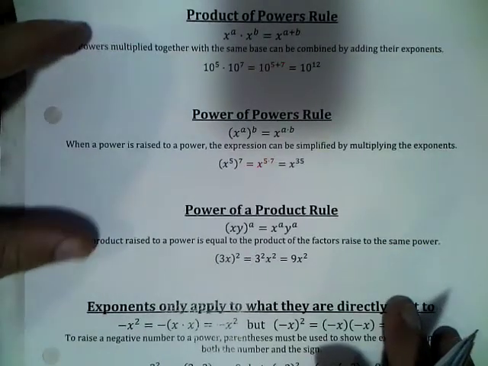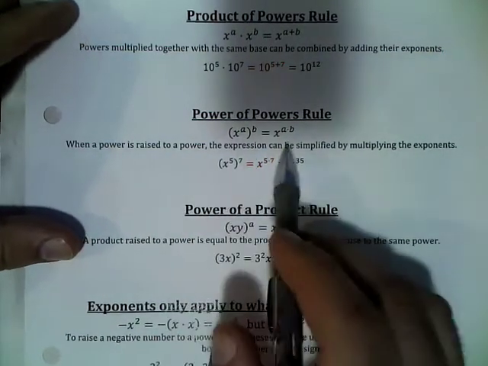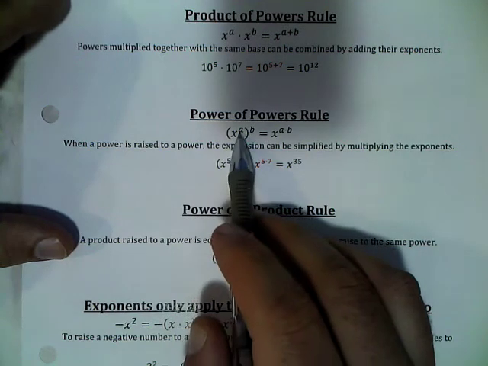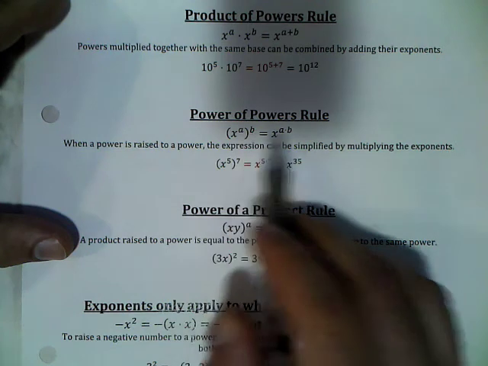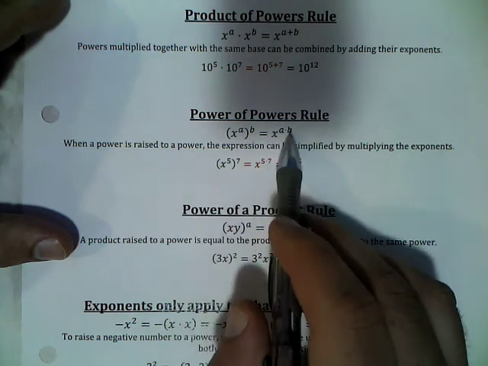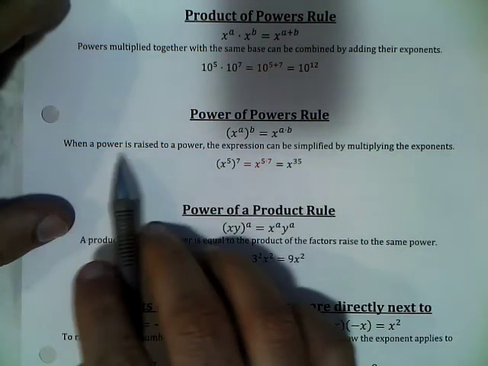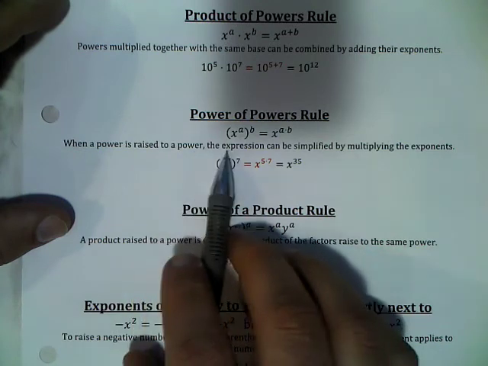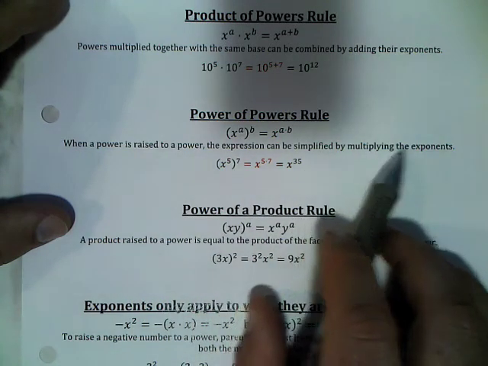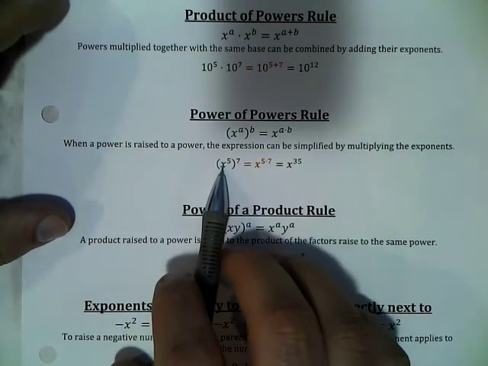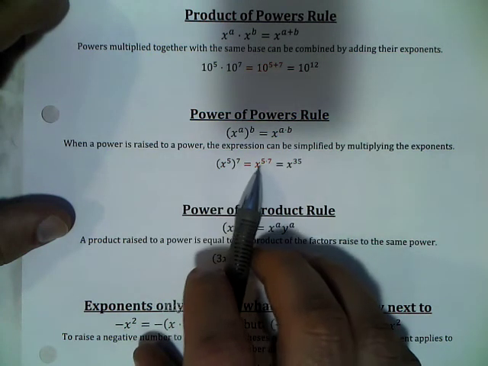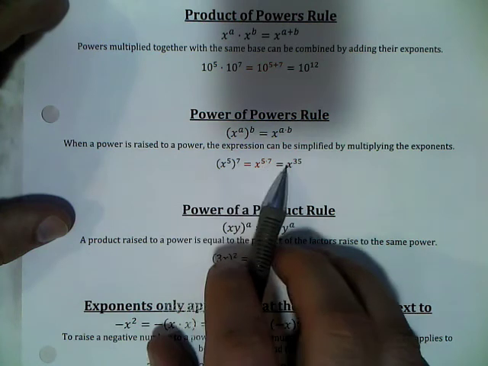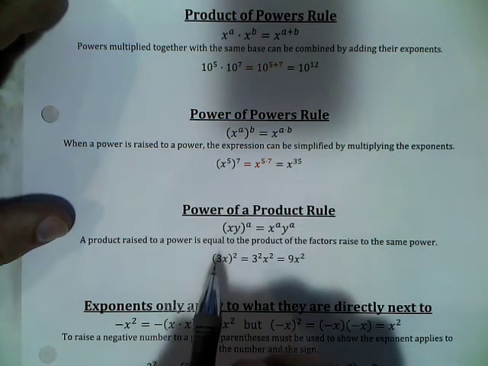Our next rule is called the power of powers rule. So the power of powers rule says I have x to the power of a, and then I raise that to the power of b, then this is x to the power of a times b. So when a power is raised to a power, the expression can be simplified by multiplying the exponents. So x to the power of 5, then raised to the power of 7, is really x to the power of 5 times 7, or x to the 35th power.